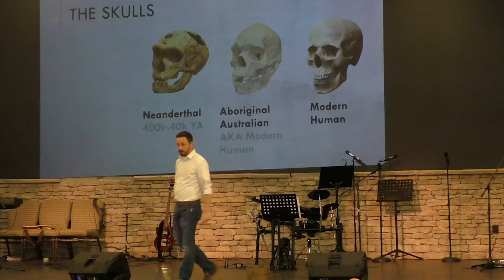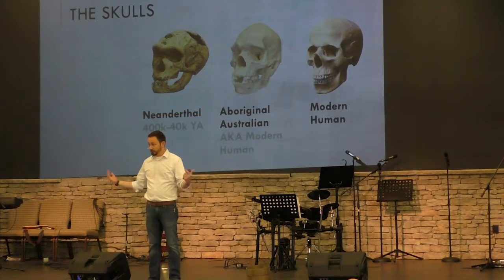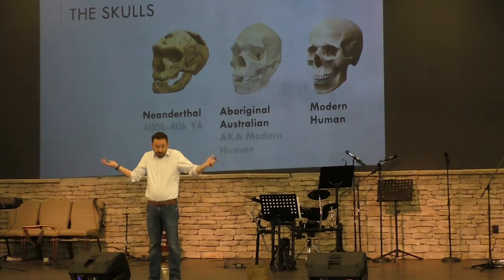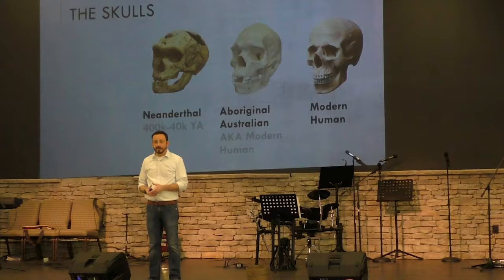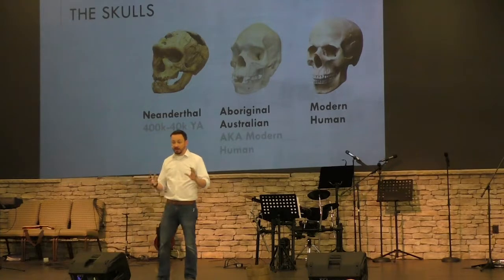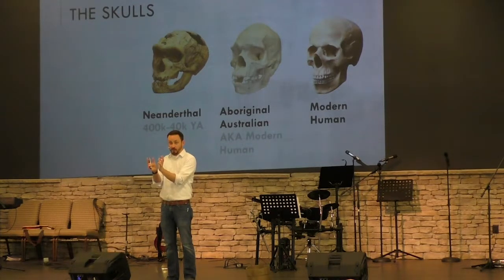Aboriginal Australian. That means native Australian, if you don't know what an Aborigine is. We would call them here Indians, like the Indians of Australia. And they're modern. They're human beings, like we are, except they're from Australia. Their skull looks different than your skull. How come? Because they don't live here. And they really did a good job of not living where other people were living.